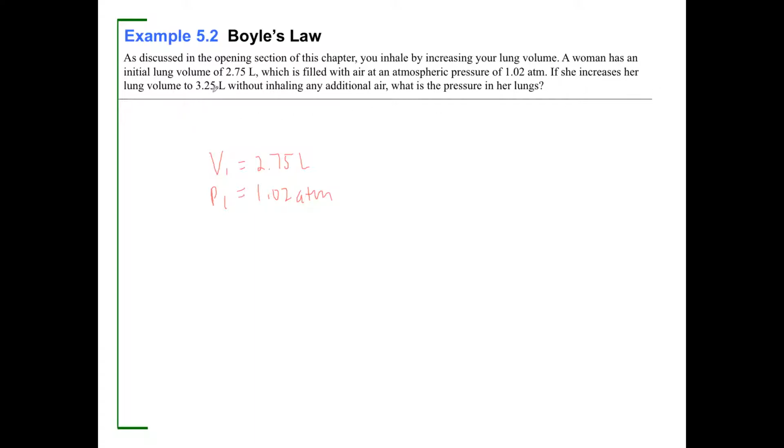If she increases her lung volume to 3.25 liters, V2, right, the final situation, without inhaling any additional air. In other words, there's no additional air there. What is the pressure in her lungs? P2, right? So P1V1 is equal to P2V2. P1V1 over V2 is equal to P2 because I divide both sides by V2.